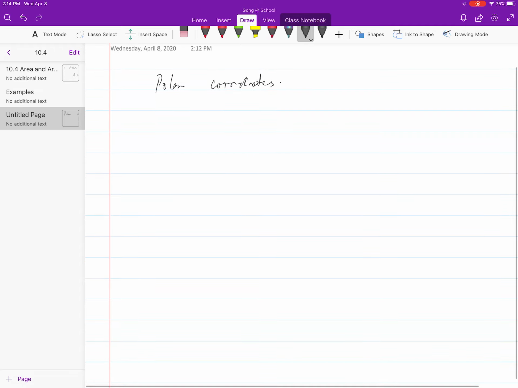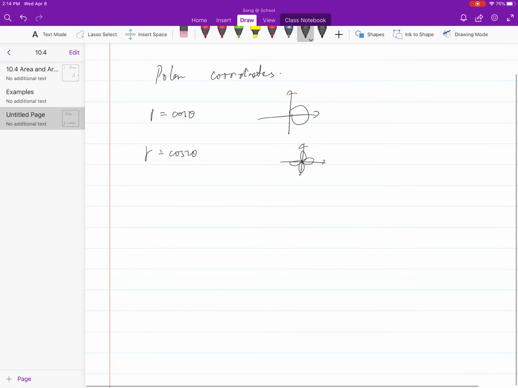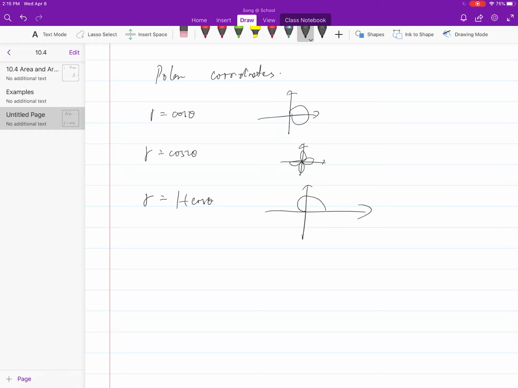Which give us some really interesting graphs. Okay, we can have r equals cosine theta, which gives you a circle. We can have r equals cosine 2 theta, which gives you something like this. Okay, like a clover. 3 theta, 4 theta, and we also have something that looks like this. We try to do the plotting, which is like the butt function.